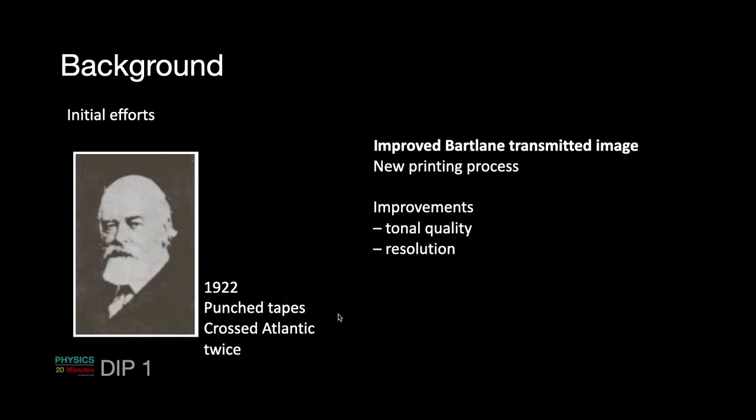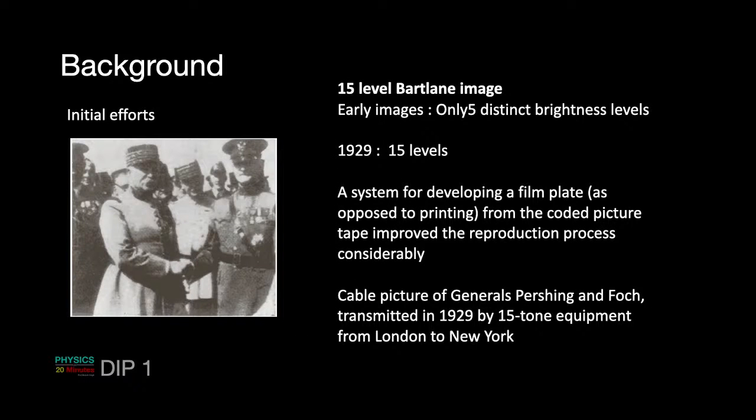So this was another effort next year. These were very early efforts. And then this was 1929. It was a 15 level. When you say 15 level, it means between completely bright and completely dark, there were 15 different shades of gray. So 15 levels were there, while the earlier had only 5 levels. If you increase the number of levels of gray, you will increase the gradations.